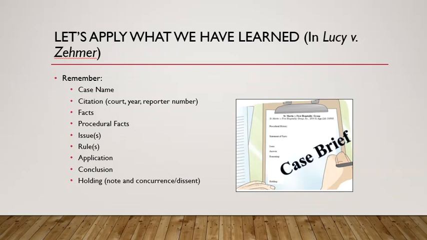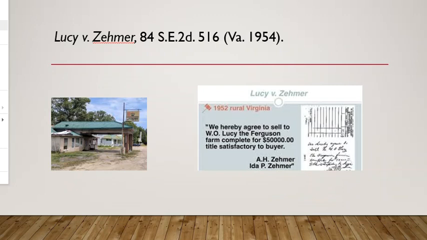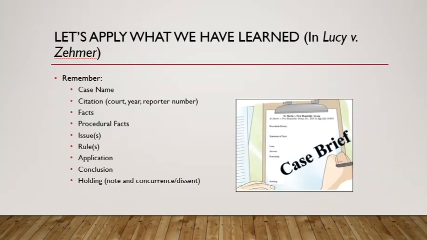Remember Washington v. Barnes, what we want to take note of: the case name, citation, facts, procedural facts, issues, rules, application analysis, conclusion, and holding. So we already have the case name, and that's Lucy v. Zemmer. The citation is 84 Southeastern Reporter, 2nd edition, page 516, Virginia Supreme Court, 1954.